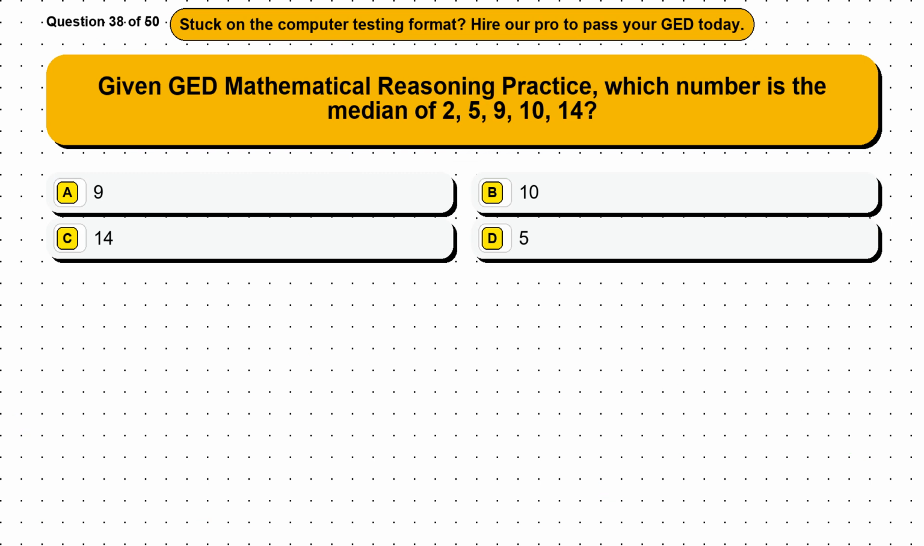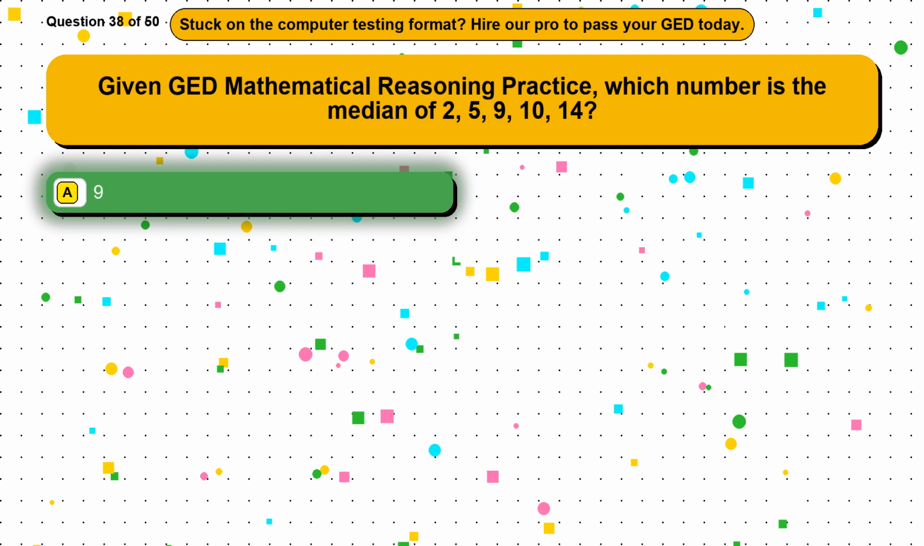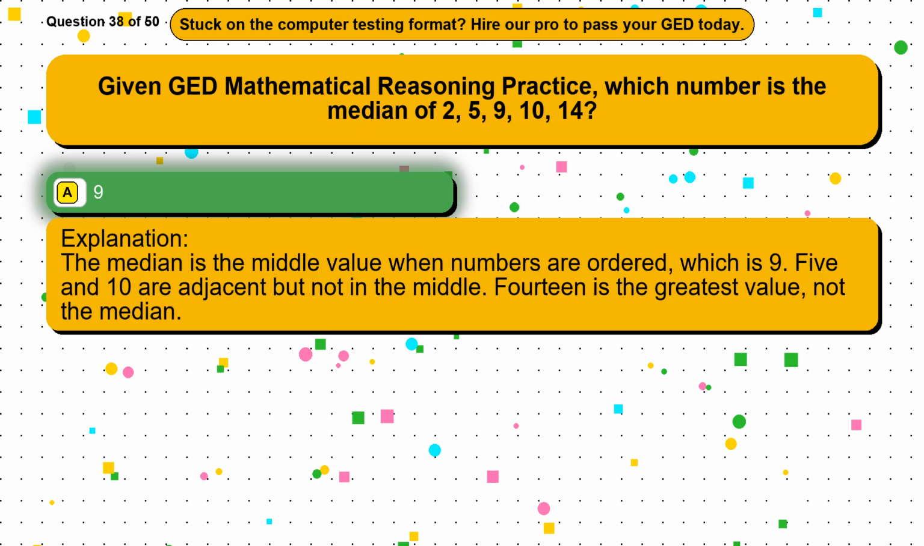Question 38. Given GED Mathematical Reasoning Practice, which number is the median of 2, 5, 9, 10, 14? Option A, 9. Option B, 10. Option C, 14. Option D, 5. The correct answer is option A. 9. The median is the middle value when numbers are ordered, which is 9. 5 and 10 are adjacent but not in the middle. 14 is the greatest value, not the median.